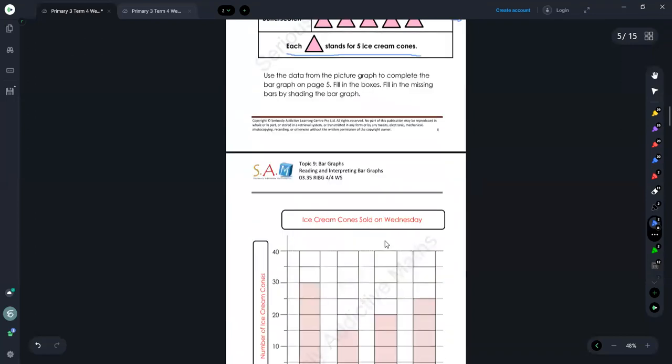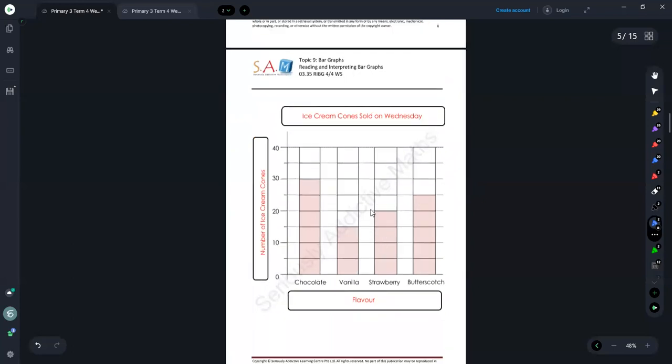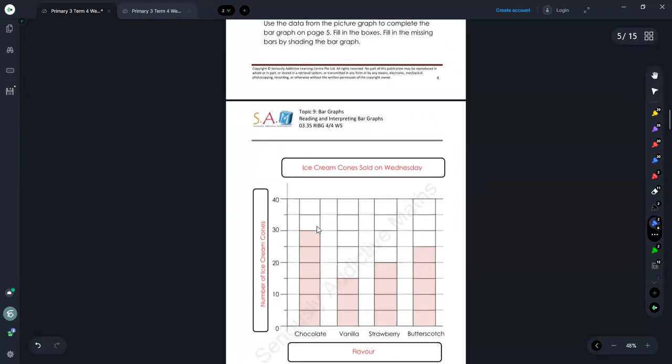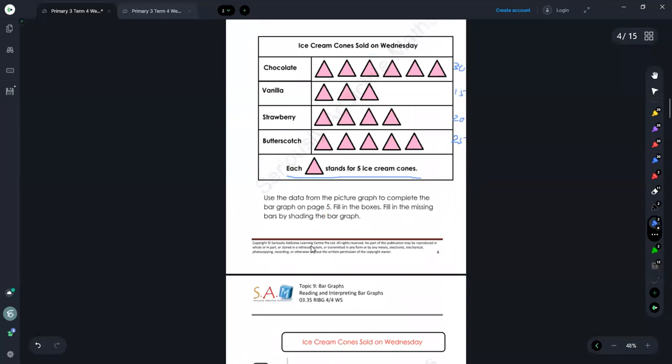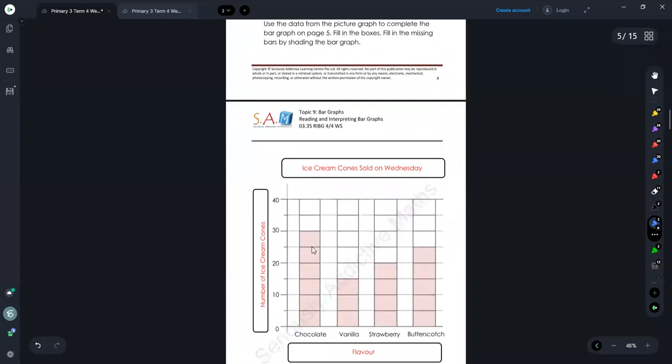Once you have the number, they can then just go here and do the necessary shading. So chocolate, for example, is 30. Look at where 30 is, write 30, draw a line.